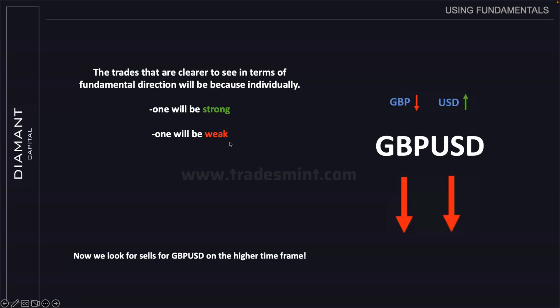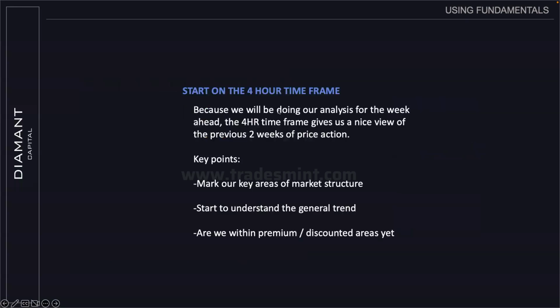Of course, there's times where both might be weak. What does that mean? That means you shouldn't really be trading that pair because they're going to be too similar. You want to look for a pair that's opposite. So the points, the steps that you need to take.